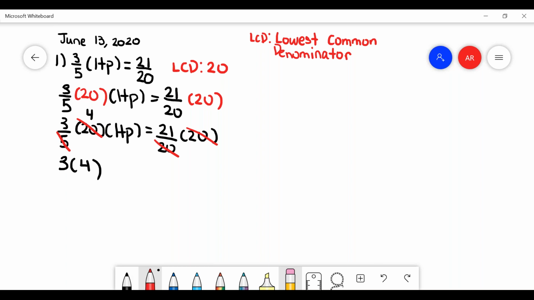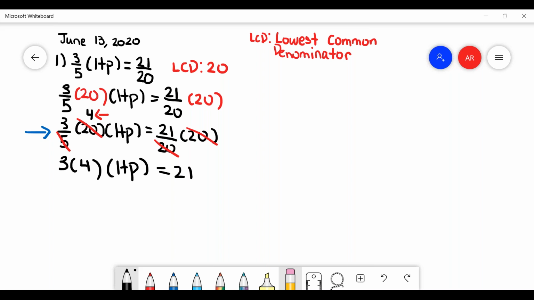So we had 3 times 4 as we reduced 20 with each denominator. We said 20 over 5 is 4. And we're just going to simply write that 3 times 4 times 1 plus p equals 21. So essentially just writing what we got in our previous step here. So now that we've established this, what we need to do next is we need to just further simplify.